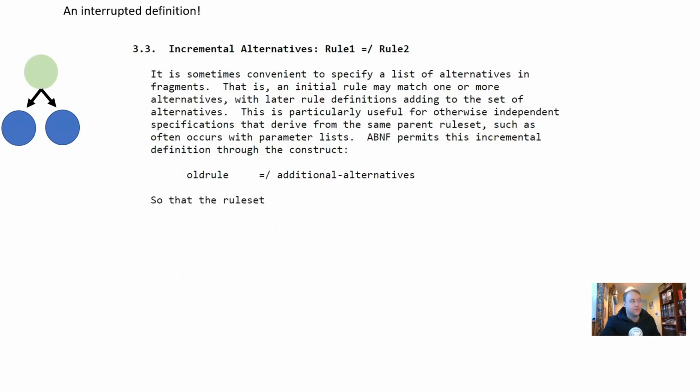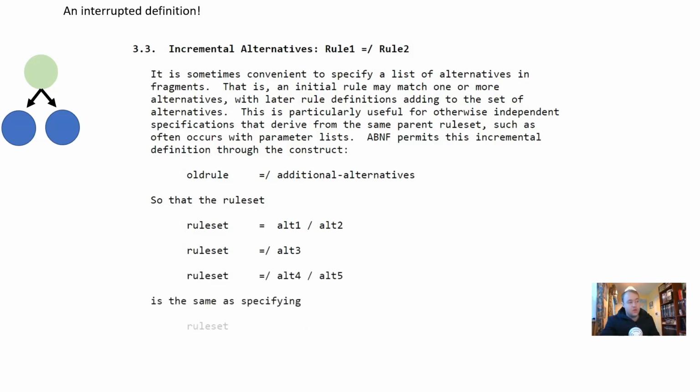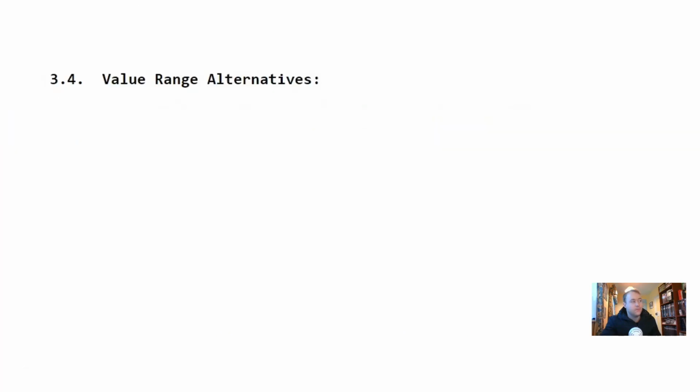You're carrying on. So the rule set alt1 is there, and then we put rule set =/ alt3 to say we're carrying on. Rule set =/ alt4, alt5. All that is the same as specifying rule set = alt1 / alt2 all on the same line. Okay. Value range alternatives.